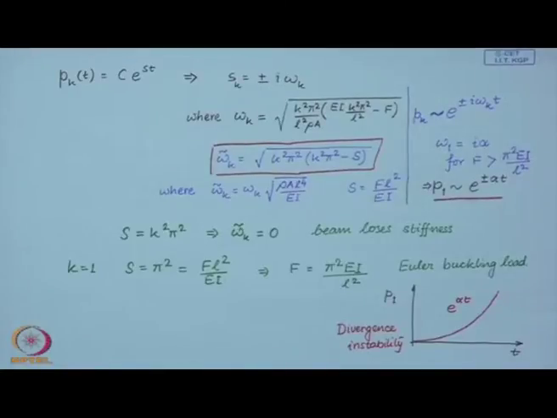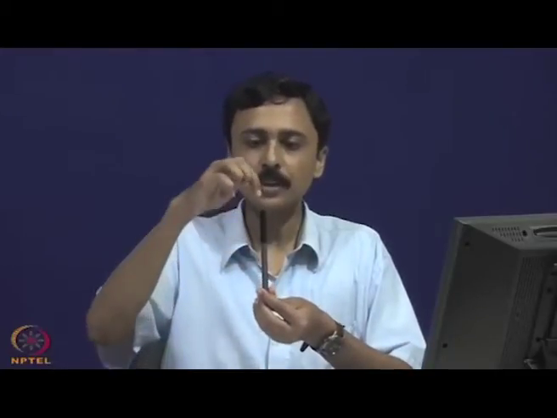Now, this can be used to estimate the buckling load of a column without destroying the column. If you want to estimate the buckling load of a certain column, and you give this axial load and keep increasing it, when it reaches the buckling load, this column is going to have large deflections, and very likely it is going to get destroyed or spoiled. You cannot use it.